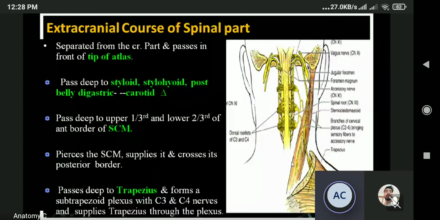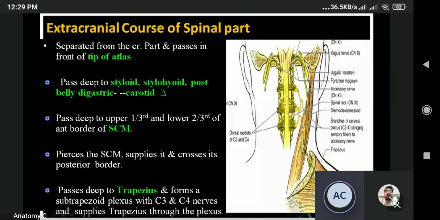and lower 2/3. So somewhere over here it will be related. Then it will pierce the sternocleidomastoid muscle to supply the sternocleidomastoid muscle. Then it will enter the posterior triangle, and finally it will terminate by innervating the trapezius muscle. That's why the spinal part of the accessory nerve will innervate two different muscles of the neck region.